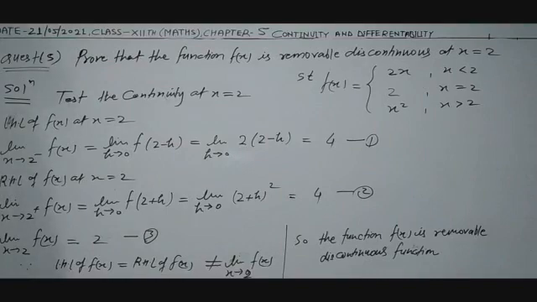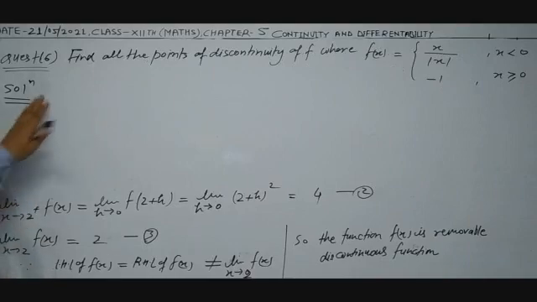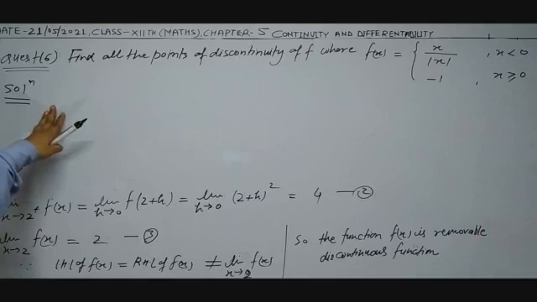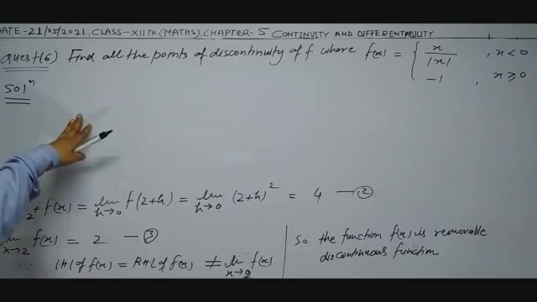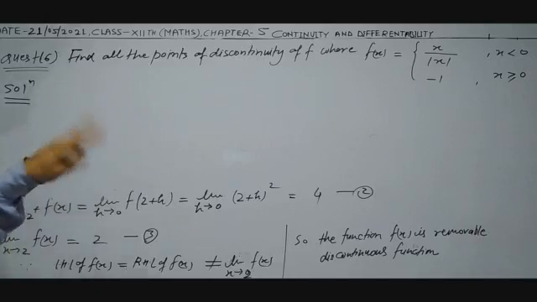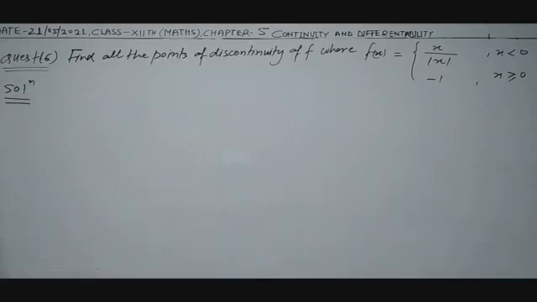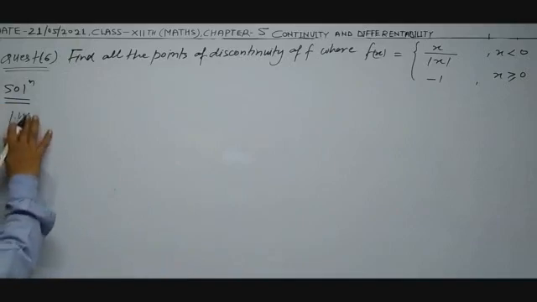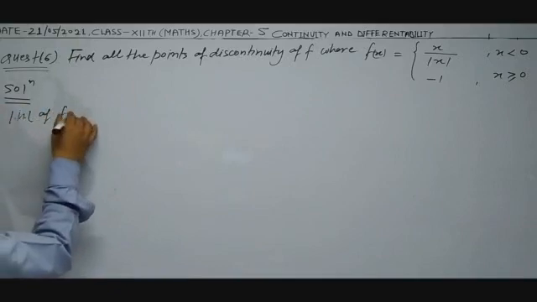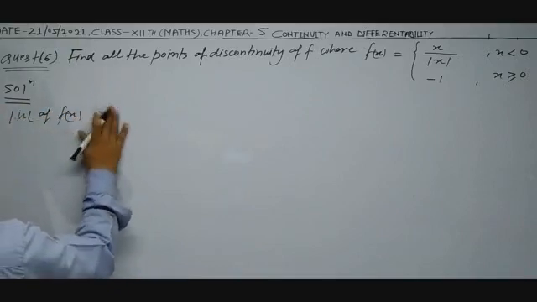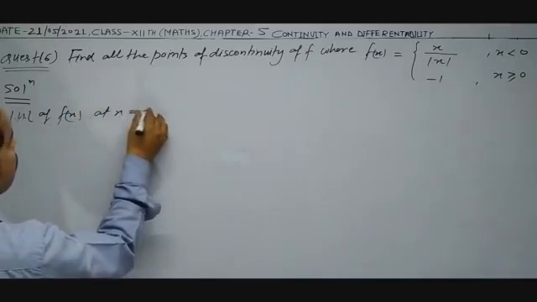Now see question number 6. Now the question is, find all the points of discontinuity where the function f(x) is equal to x upon mod x for x less than 0 and minus 1 for x greater than 0. So we have to check first of all continuity. So left hand limit, LHL of f(x) at x equals 0.